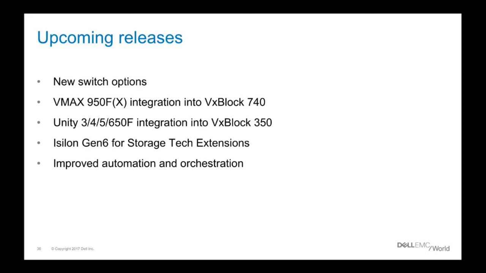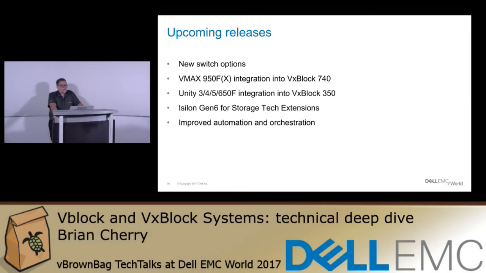the new arrays on the Unity family, which are only offered in Flash. And then the Isilon Gen 6, which is a new releasing platform as well, which also features an all-flash version. The one thing to note about the 950, the Unity, and the Isilon: well, Isilon is part of a tech extension, but the 950 and the Unity arrays will also be introduced in our storage tech extensions. And then you can also expect to see improved automation and orchestration in our management software over the next several months.